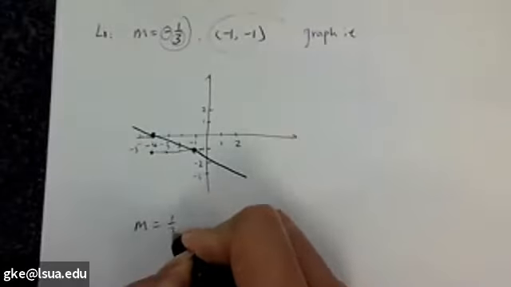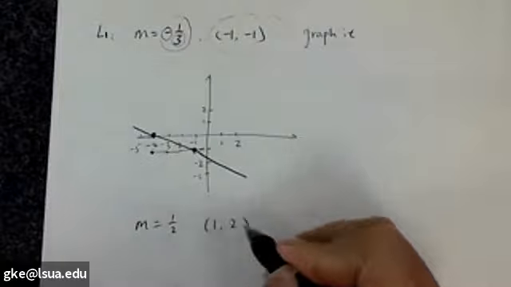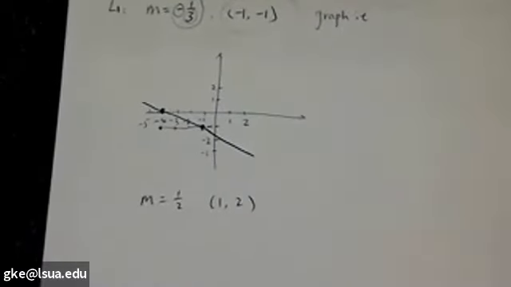m equals 1/2, and the point is 1, 2. Try this one for me. And this time I want to make sure everybody gets it. Okay, everybody gonna make it.